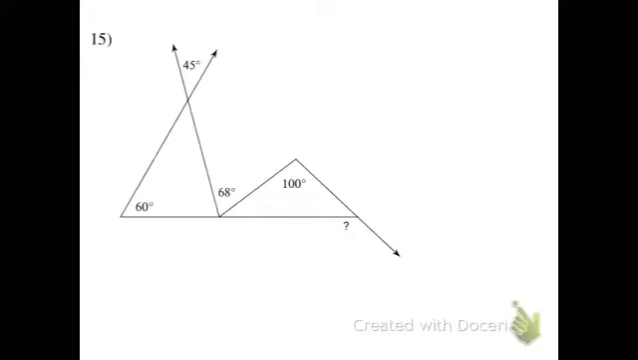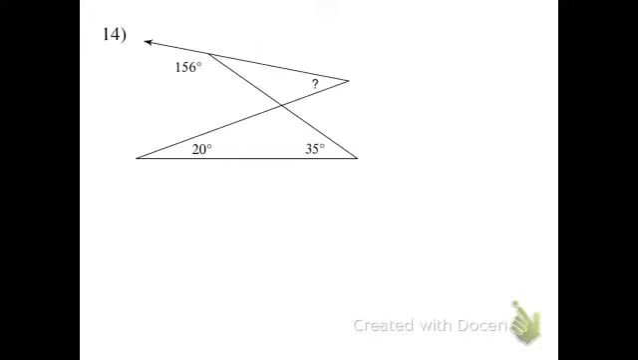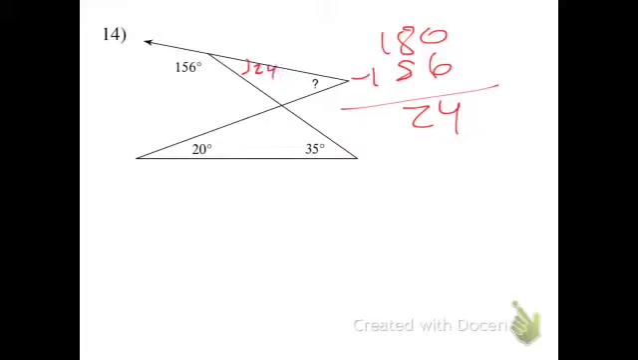Moving on to 14. Again, I need to get this question mark, but I need to have these two angles first. And so let's get this one up here first by taking 180 and subtracting off the 156. And that's going to give us 24. So that little angle there is 24 degrees.